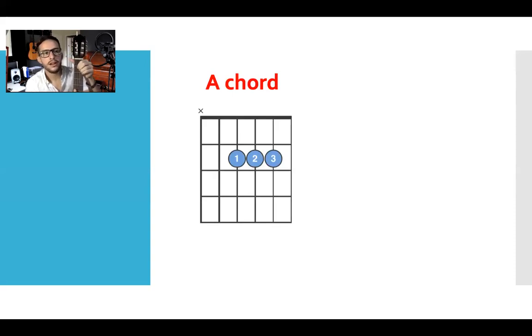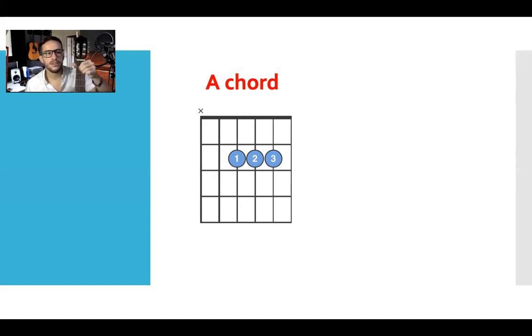If you play the chord entirely, it's going to sound like this. That's going to be the A chord. All those three fingers are going to be on the same fret, but on different strings. Okay, everything is going to be on the second fret.